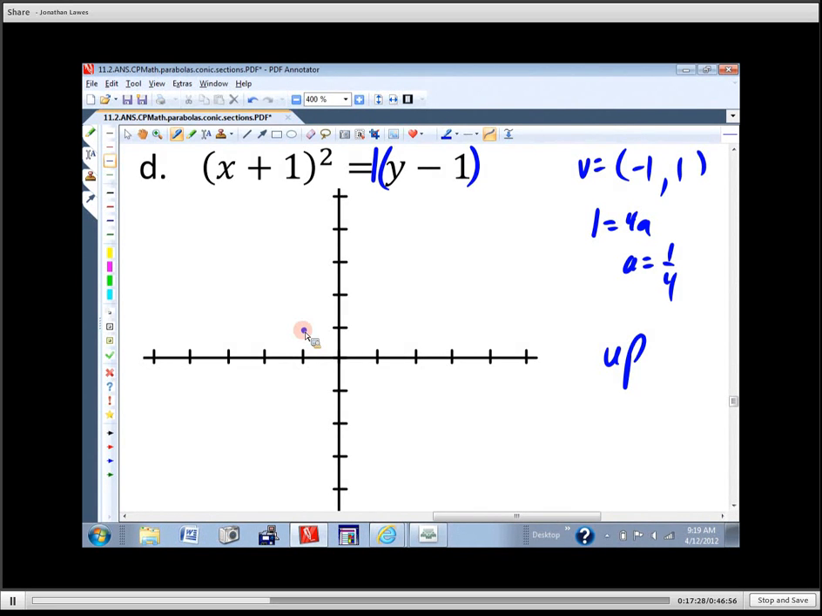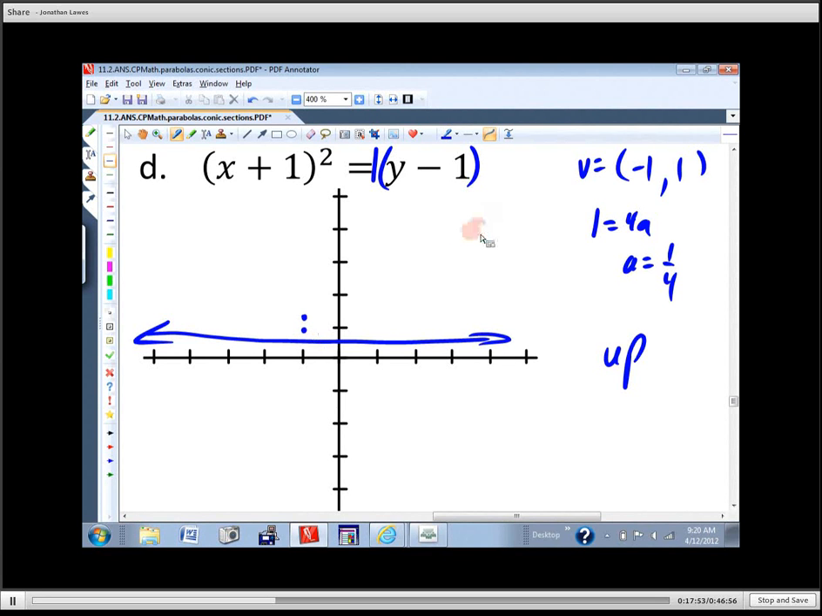That means the focus is only 1/4 of a unit inside the parabola. So we're about right there. And that means the directrix is only 1/4 below it. So that means we're about, see if I can get this right. Okay, that looks like garbage, but that's it. There's the directrix.